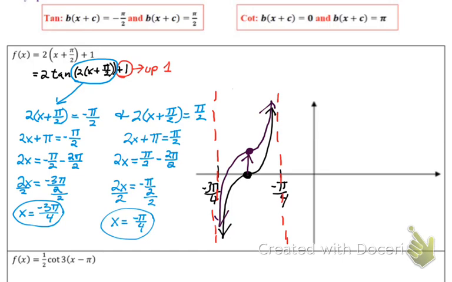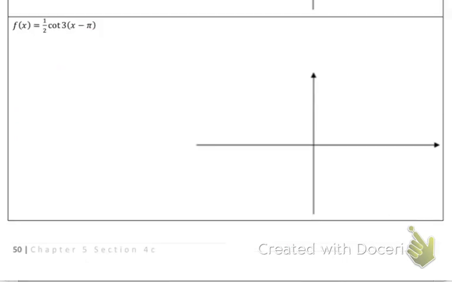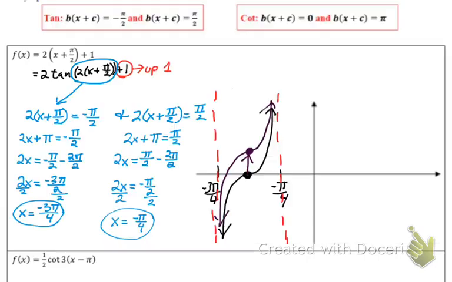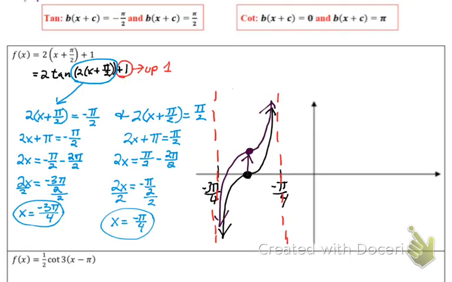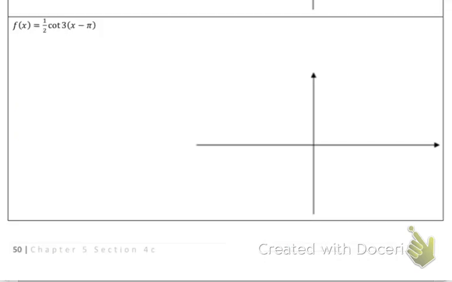All right, I'm going to get to the next one. Sorry, it'll be posted on the video too if you didn't quite get all that. All right, this one's cotangent. Well, cotangent has a vertical asymptote at 0 and pi. This is why our cotangent has them set up equal to 0 and pi instead of negative pi over 2 and pi over 2. But we're going to do the same exact stuff.